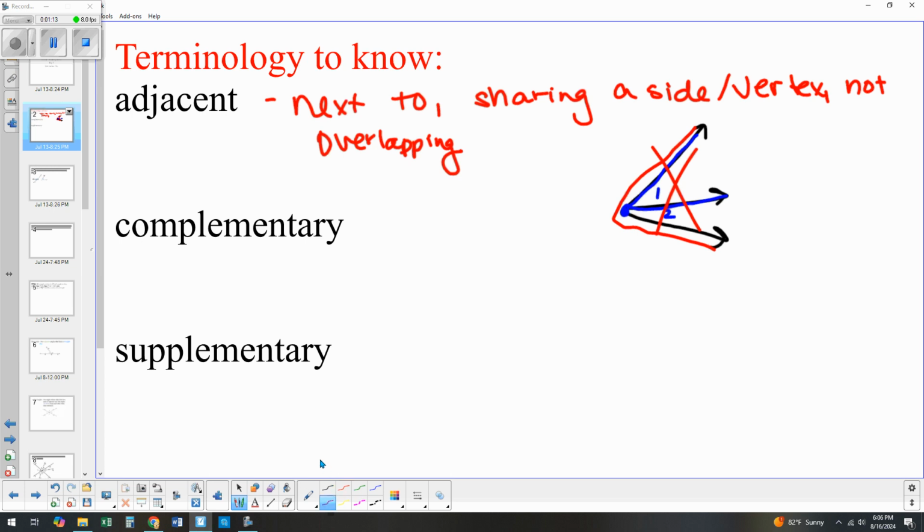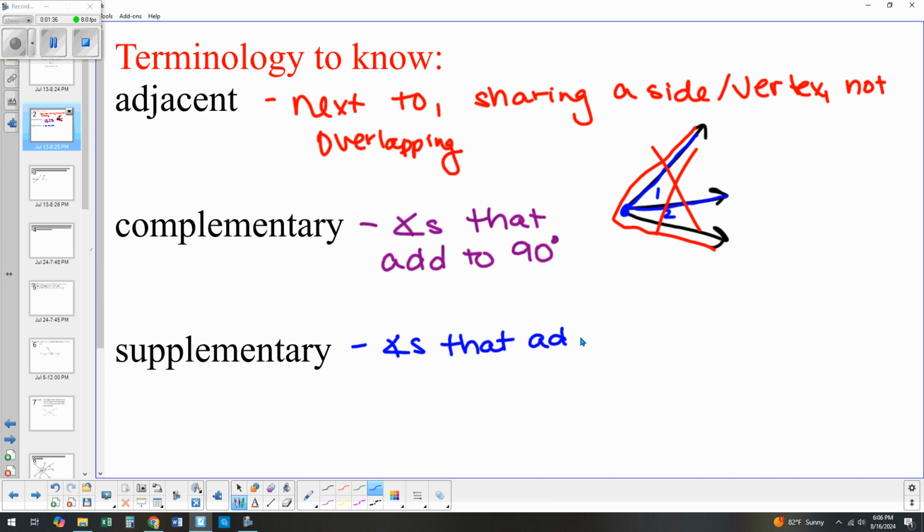Complementary and supplementary are words you should have learned a very long time ago. They refer to a relationship between angles. So complementary angles are angles that add to 90 degrees. And then supplementary angles are angles that add to 180 degrees.